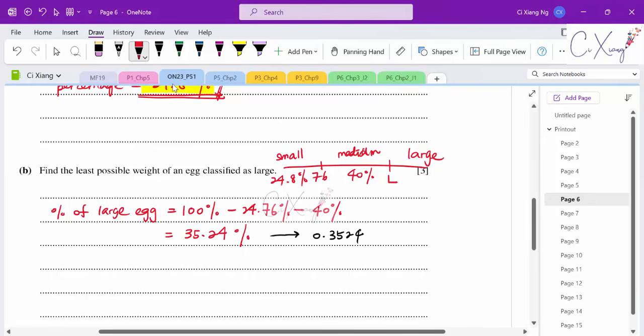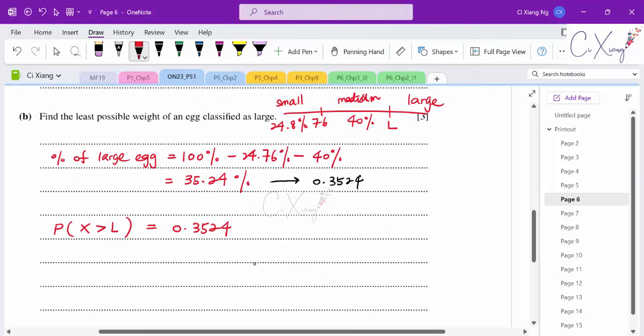So what does it mean? That means the probability that the egg is classified as a large egg is equal to 0.3524. So by using this probability, I want to find out my value of L. Alright, so again, let's proceed further.